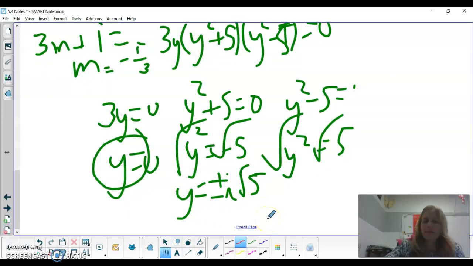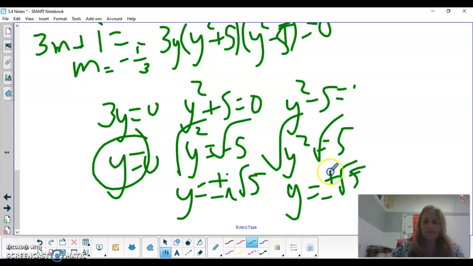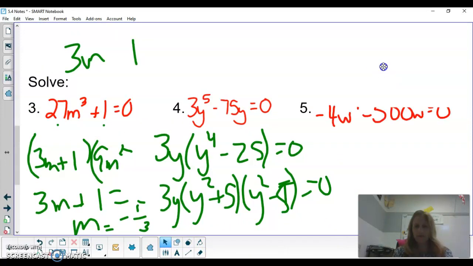Okay. And then this one would just be y equals plus or minus the square root of 5. And there we go. All right, that's it. So that's just some fun factoring here, and then solving those. So go ahead.